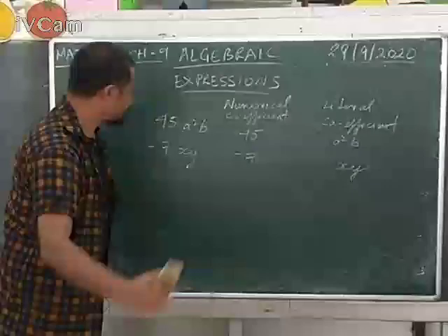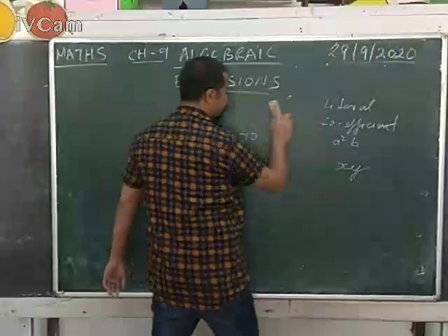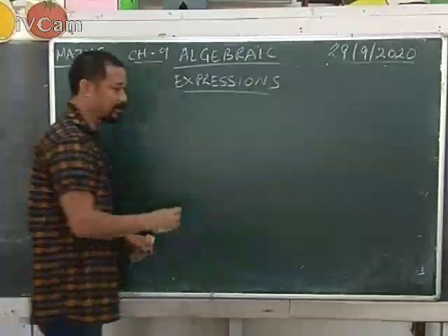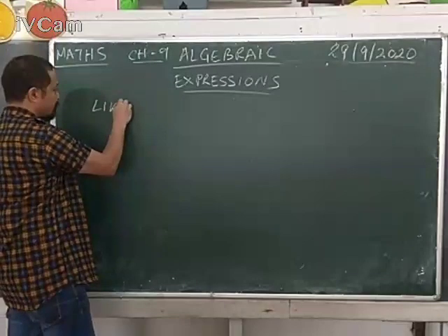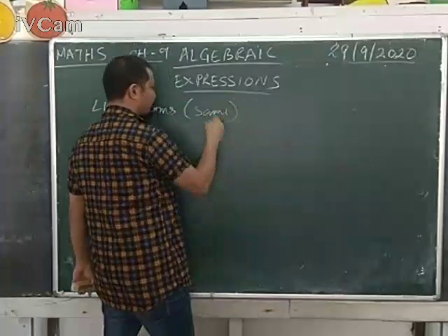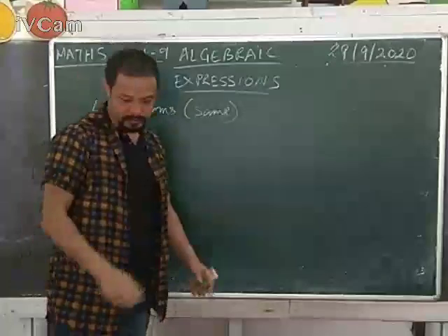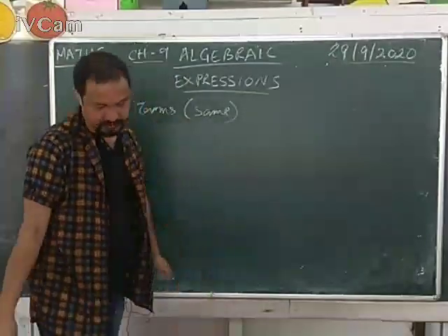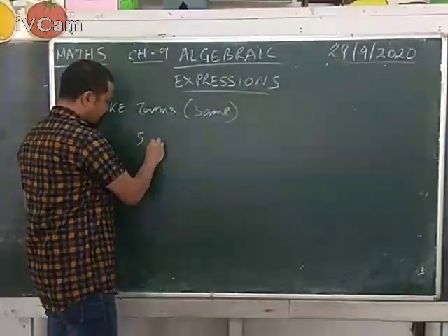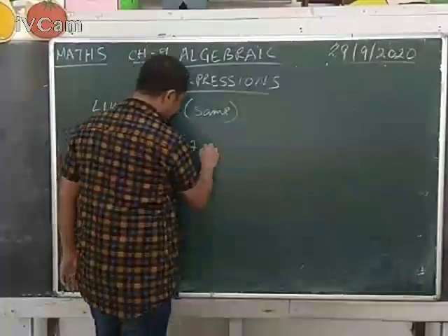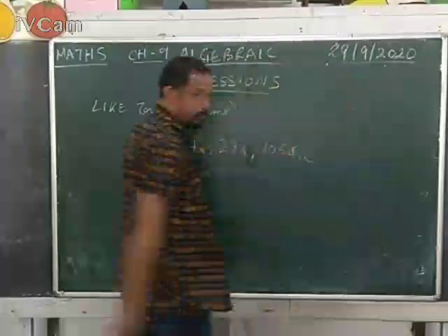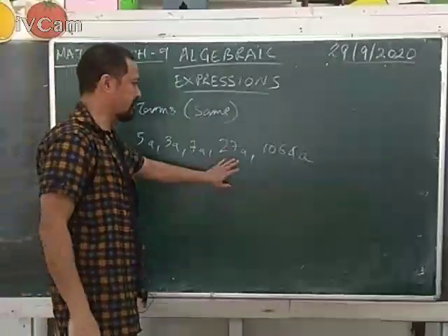Okay, now we come to terms now. Like terms, unlike terms. By the word itself, what do you understand? Like. Like means similar. Like terms. Like means same. Not different, same. Okay. For example, if you go in the book, 5a, 3a, 7a, 27a, 1064a, any number with the alphabet a.